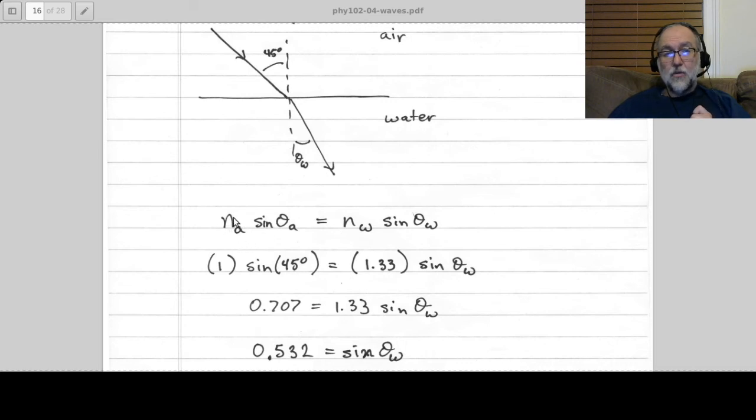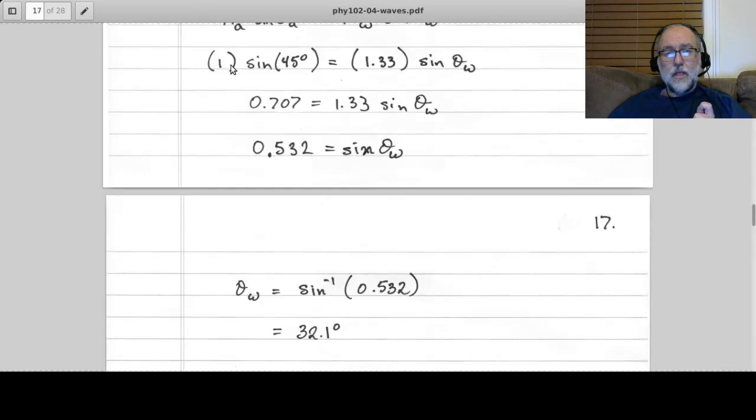All right, and the index of refraction for air, 1. The angle in the air, 45 degrees. Index of refraction of the water, 1.33. And the angle in the water, we don't know. That's what we're solving for. Just plugging into your calculator here, you get 0.707 on the left-hand side, 1.33 times sine of theta w. All right, divide both sides by 1.33. Okay, you get 0.532 is equal to sine theta.